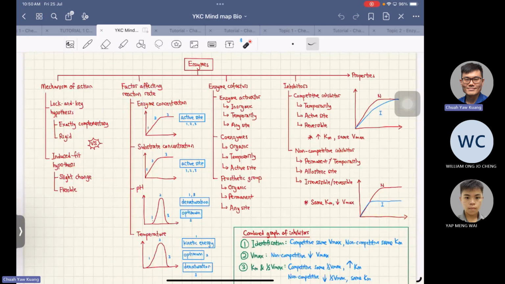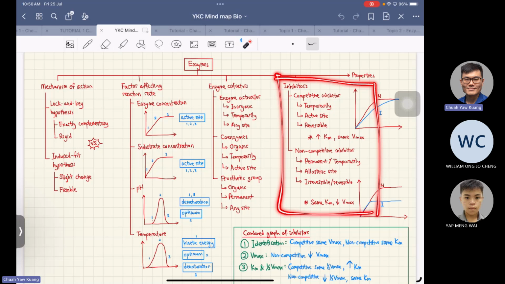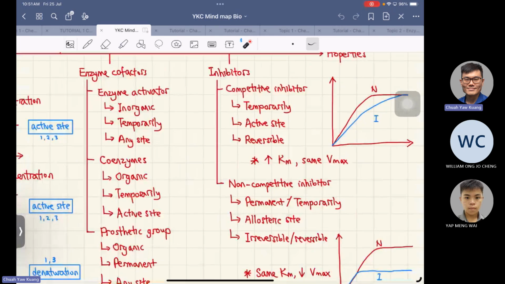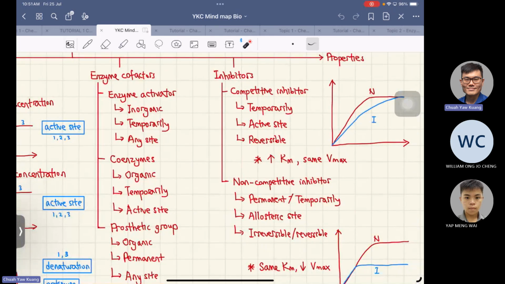That would be part 4. Then part 5, it would be on the inhibitors. For the inhibitor, there will be competitive inhibitor and non-competitive inhibitor. Of course, there are also reversible and irreversible inhibitors. There are two categories in the notes, but sometimes that makes some confusion.